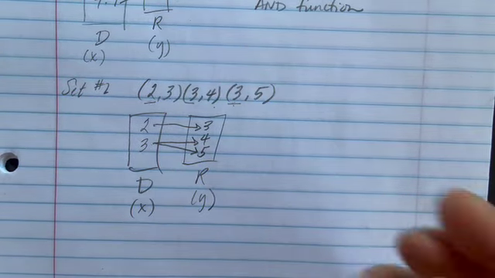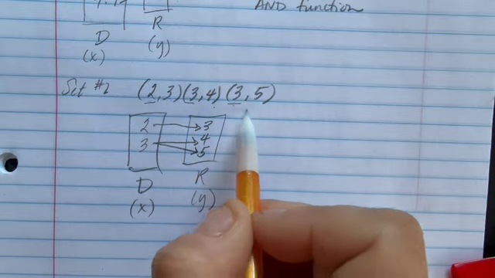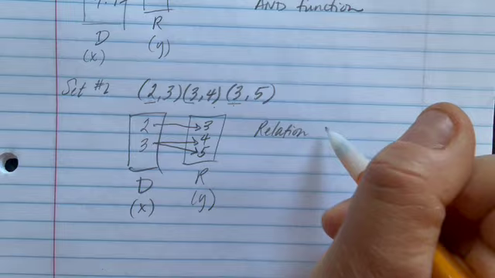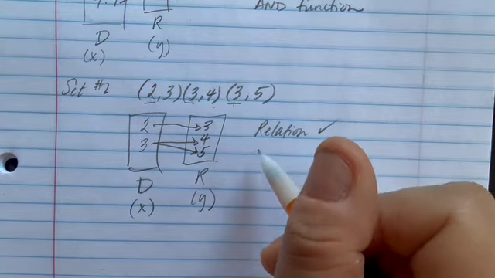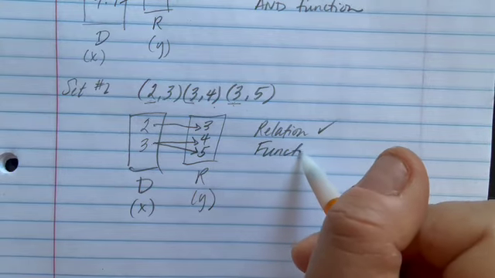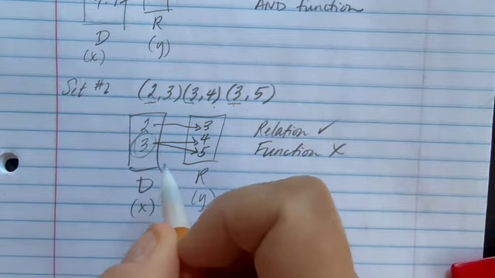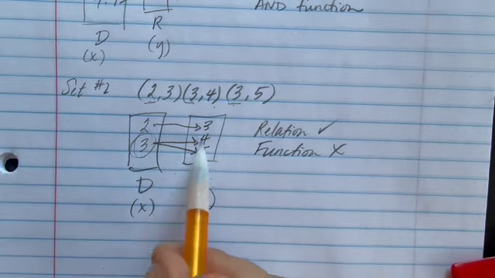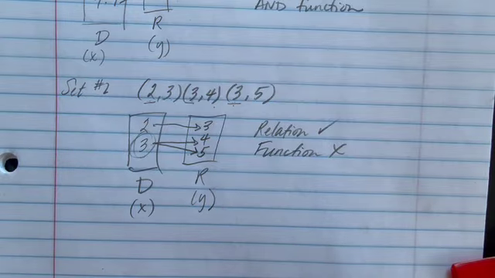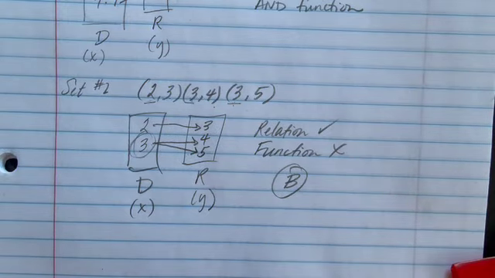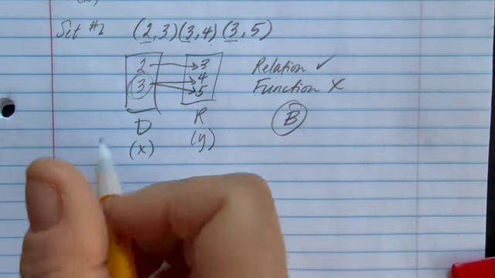Now I have a problem. It is a relation, yes, because it's a set of ordered pairs, but it's not a function because my x value 3, this value in my domain, has 2 y's, and that doesn't pass the test for a function. So your answer then is letter B, a relation that's not a function. Okay, you have one more set.